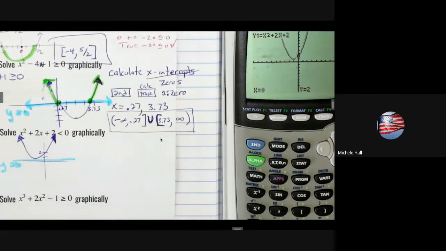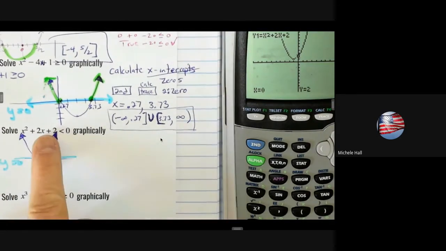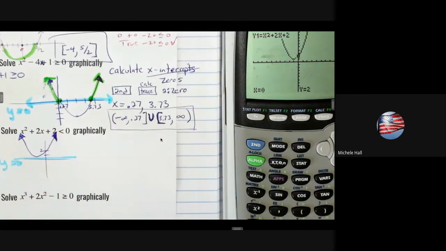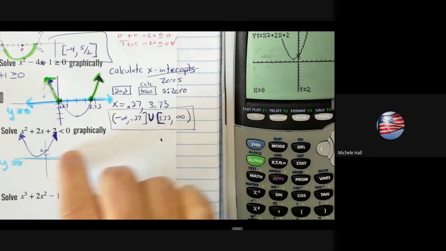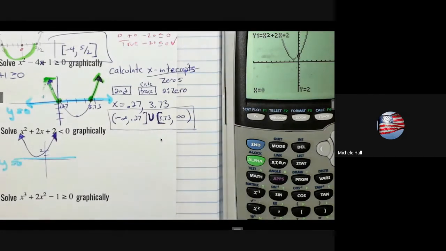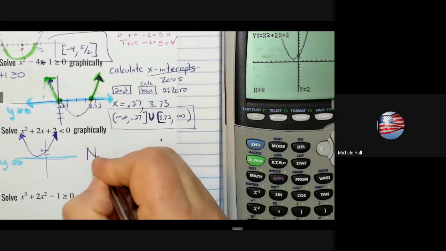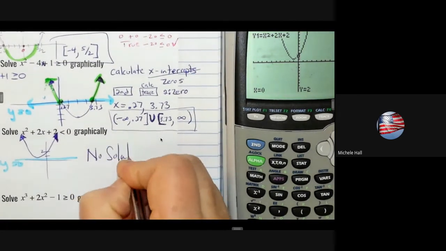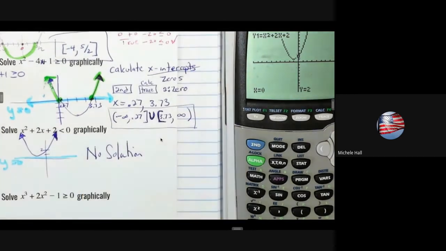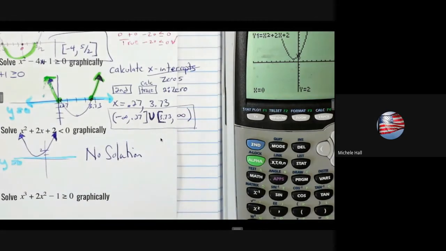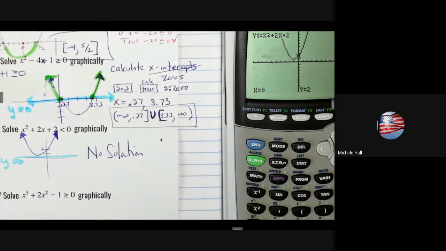What is your answer? When is the parabola less than 0? Here's 0. Is it less than 0? No solution. It's not less than 0. There's nothing down here. There's no solution. Example 7.